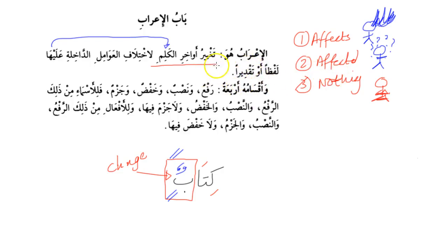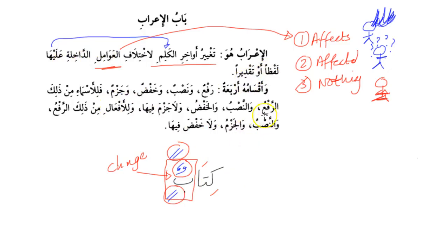So i'rab is the changing of the end of words due to the changing of awamil. Awamil, remember, like we said, are those words that affect others, that have an influence on them. And when we say affect, what we mean is that they can change the vowel, so they can change from one vowel into another. الداخلة عليها, those which have entered upon them.